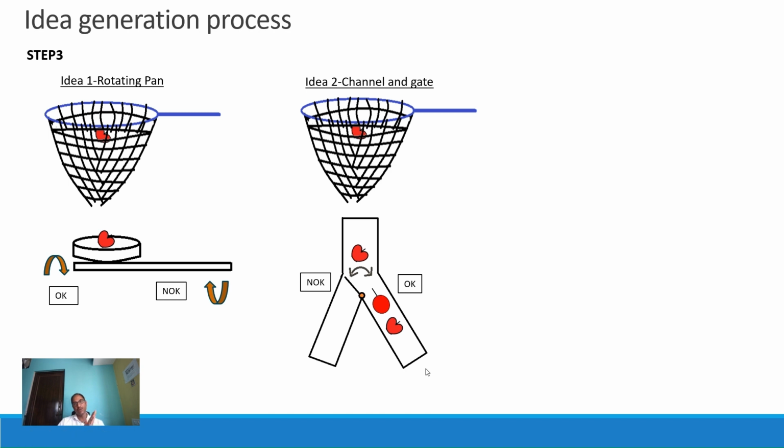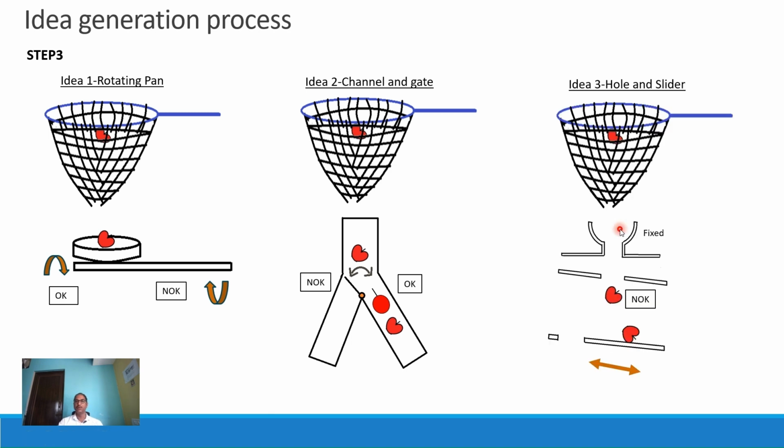And if the fruit is not OK, the gate gets rotated in the clockwise direction and the fruit flows through the channel which is not OK. The third idea is the hole and the slider.